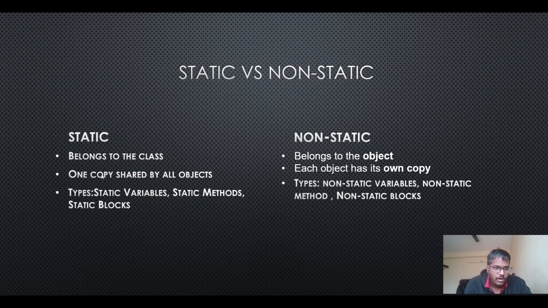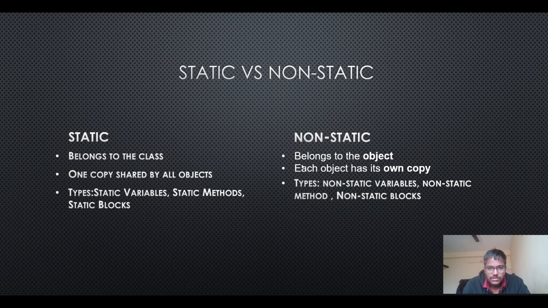Next point is one copy shared by all objects. So static will have only one copy, and that will be shared by all the objects. Means at your home only one TV is there, and that TV will be shared by all your family members.